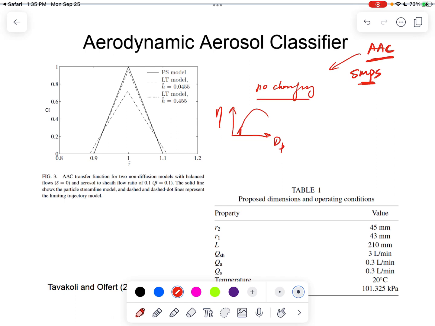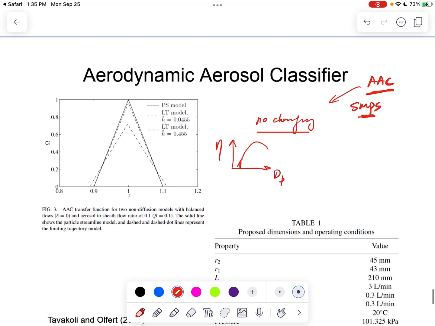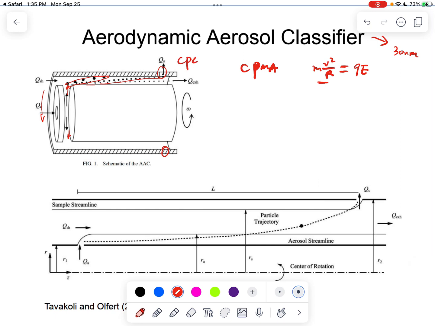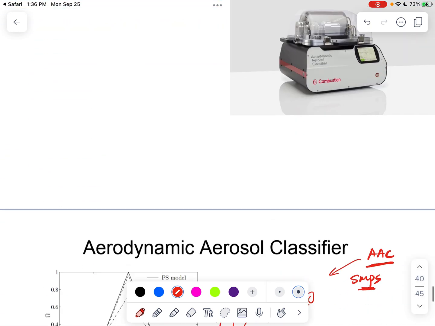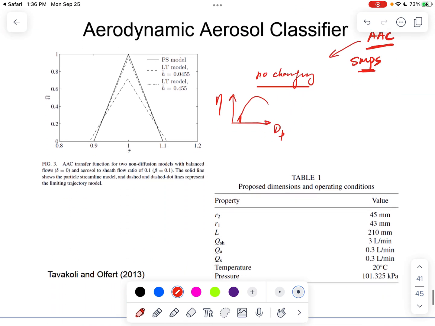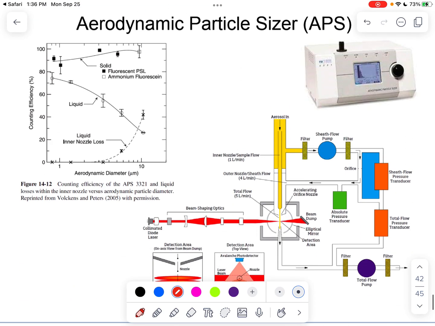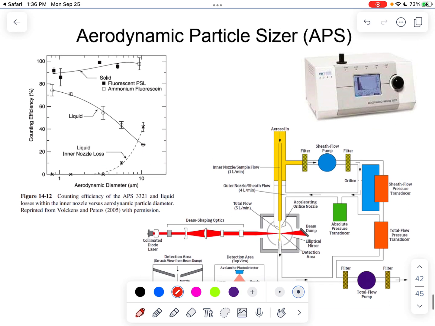But for the AAC, since it doesn't involve particle charging, you can directly measure the number of the particles coming out of it, right? So classified particles are being detected by the CPC. It directly reflects the actual concentration of the particles. Of course, the data inversion process is going to be a little bit more complicated because now you don't have a fixed triangular shaped transfer function in this system, okay?